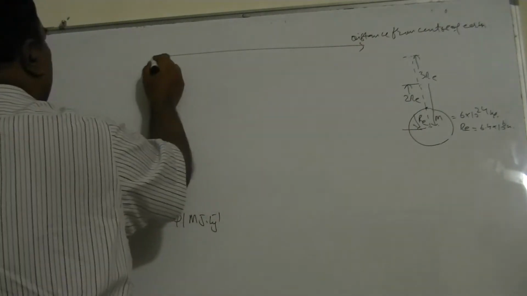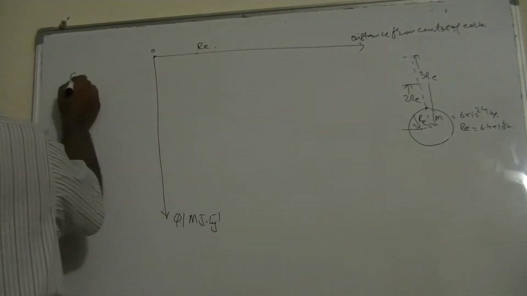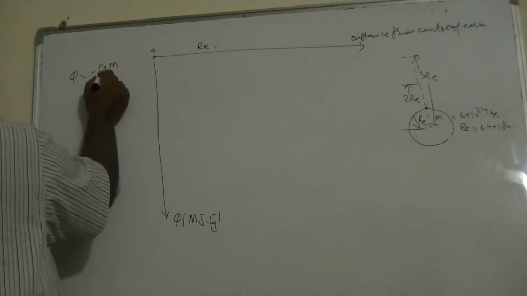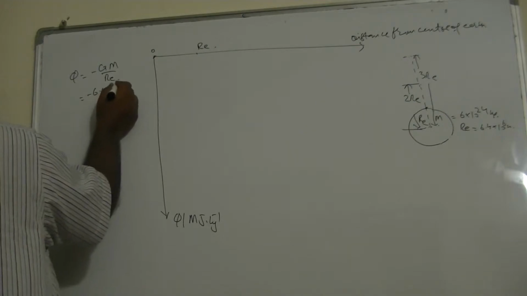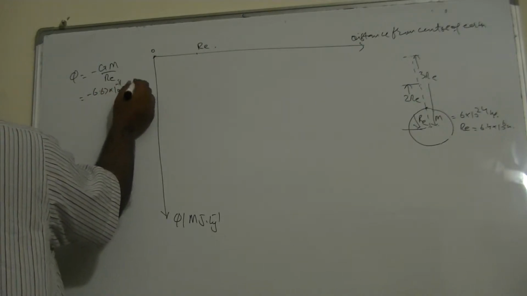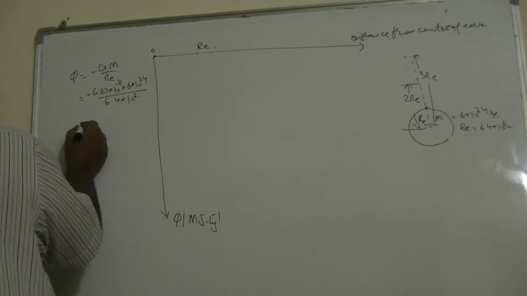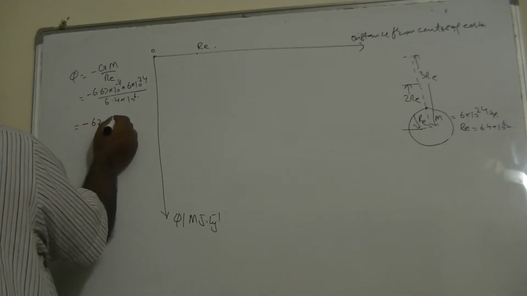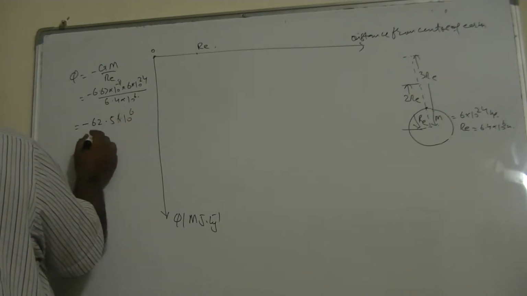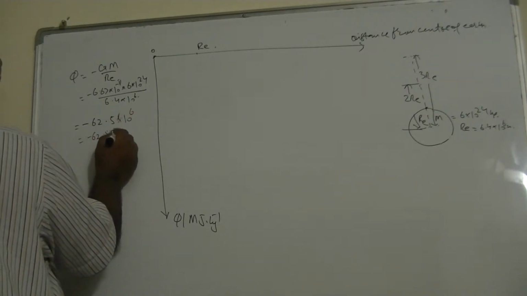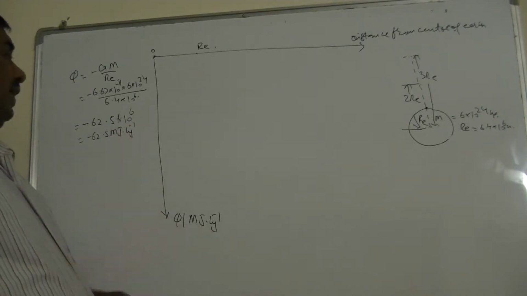Now at 0, this is the first radius of Earth. If I calculate the value, phi is equal to minus GM upon Re, and I put the values: minus 6.67 into 10 power minus 11 into 6 into 10 power 24, divided by 6.4 into 10 power 6. I calculate, it comes out to be minus 62.5 into 10 power 6, or I can write minus 62.5 megajoules per kg. It is a negative quantity, so I have labeled this megajoules per kg.